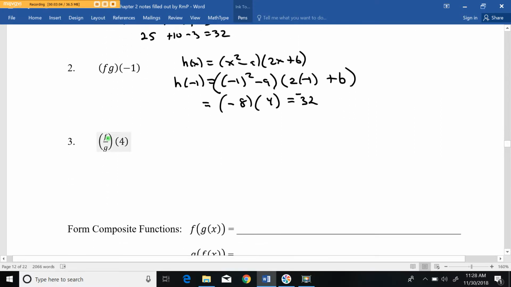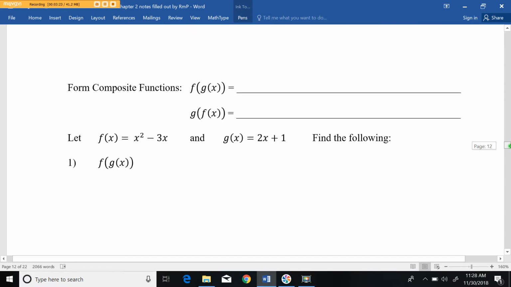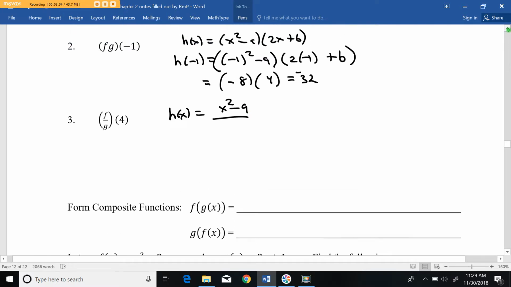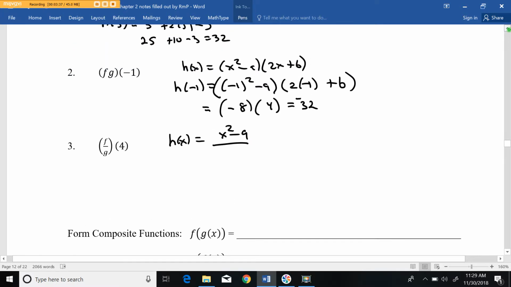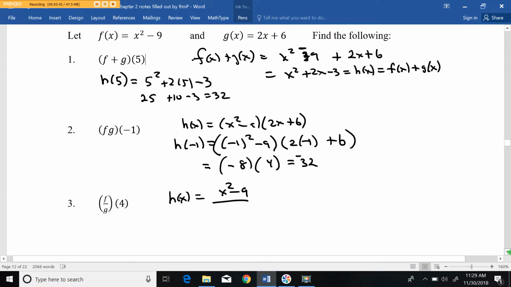Let's take a look at this one, (f over g) of 4. First we're going to start by figuring out what f over g is, and I'm going to give that a name. We'll call that a new function h, which is f over g. I just want to make sure I get the right ones in the right place. f was x squared minus 9, so we're looking at x squared minus 9 over g, and I forgot what g was already. 2x plus 6, I believe. Yep, 2x plus 6.